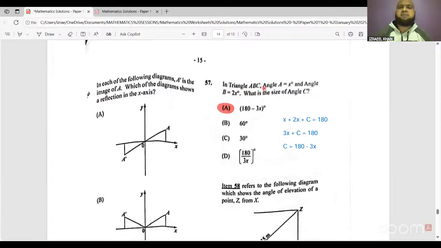57. In triangle ABC, angle A is x degrees. Angle B is 2x degrees. What's the size of angle C? If I add all 3 angles, I should get 180. x plus 2x is 3x, plus C is 180. Carry the 3x across, and the plus will become minus. So it'll be 180 minus 3x will be C. That's E.